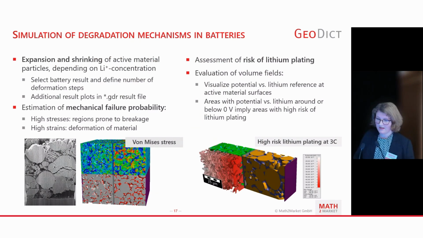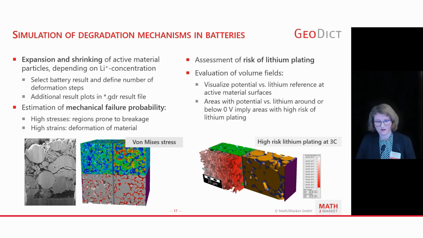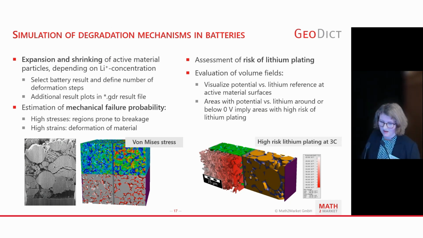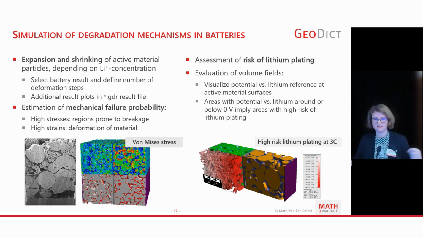Another mechanism is lithium plating, and that also leads to battery degradation. It can occur in the anode, especially at high charge rates or low operational temperatures. With the BatteryDict micro model, you can compute and output the potential versus lithium field. This is shown here for the charging of a battery at 3C, where the voltage is below 0, and the risk of lithium plating is largest toward the separator. So you can use GeoDict to optimize your microstructure to reduce the risk of lithium plating.